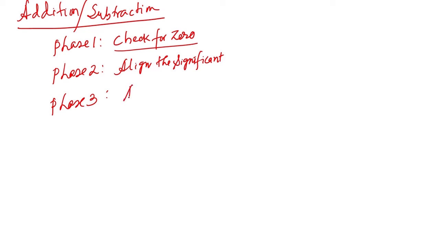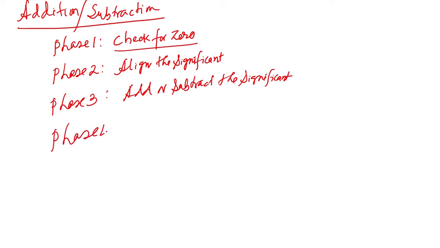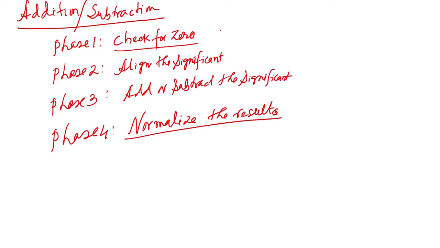Then phase 3, you add or subtract the significands. And after addition, again you need to do the normalization. So, that is normalize the result. So, it has 4 steps. First you check for 0, then align the significands, then add the significands, and then normalize the result.